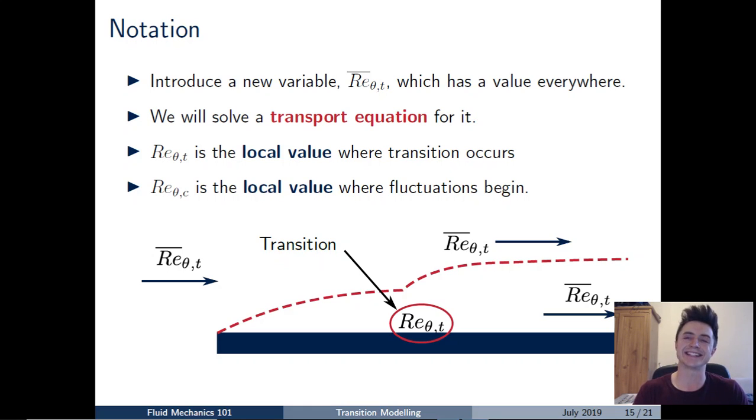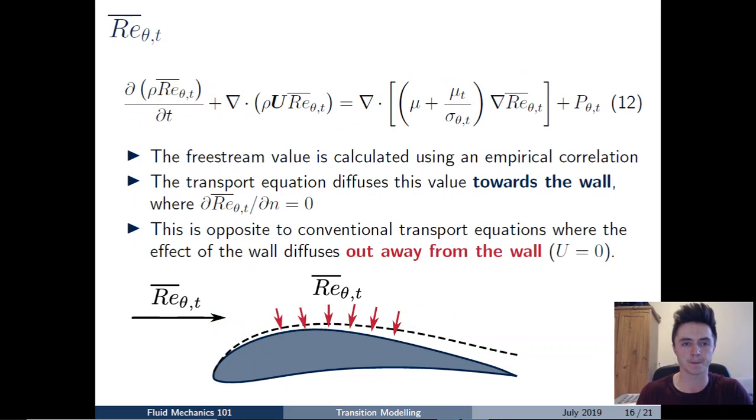Whereas Re-theta T and Re-theta C were single values, as we saw before in the previous slide. And really they represent the local value, the local distance from the leading edge where either the fluctuations begin or where transition occurs. And what we're going to do in the Transition SST model is solve a transport equation for Re-theta T and then use empirical relationships to calculate the local values of Re-theta C and Re-theta T. And you can see that there in the diagram that we're going to have the overbar Re-theta T calculated everywhere in our domain.